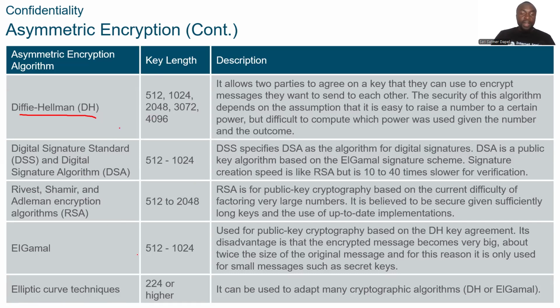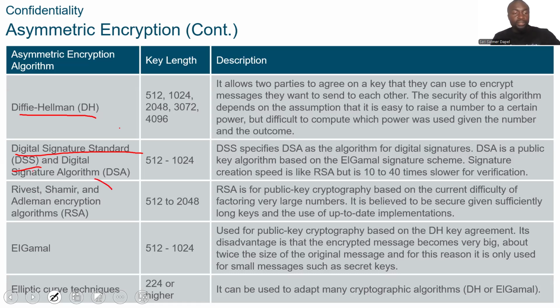Then you have another one called the Digital Signature Standard, DSS, or the Digital Signature Algorithm, DSA. DSS specifies DSA as the algorithm for digital signatures. DSA is a public key algorithm based on the ElGamal signature scheme. Signature creation speed is like RSA, but it is 10 to 40 times slower for verification.